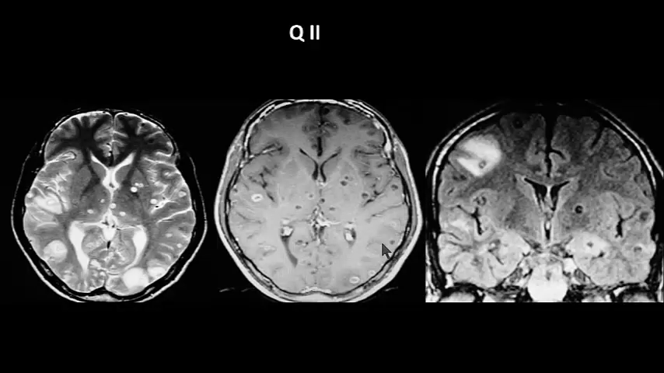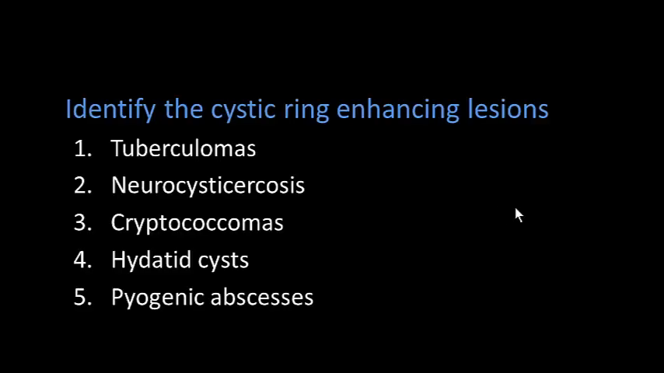Now, I'm not going to ask for the diagnosis, but remember these images that I'm going to show you, and I'll ask this question again at the end of my talk. These are the T2, the T1 contrast, and FLAIR images. Identify the cystic ring enhancing lesion: tuberculoma, neurocysticercosis, cryptococcus, hydatid cyst, or pyogenic abscess. Remember the diagnosis, and I'll come back again at the end of my talk.